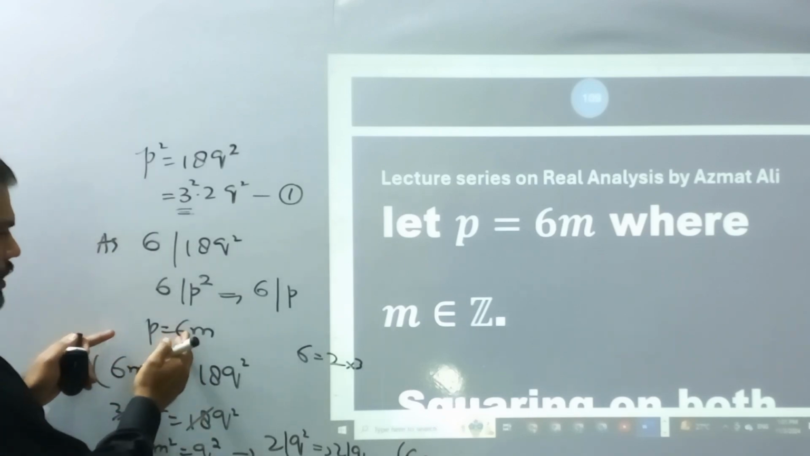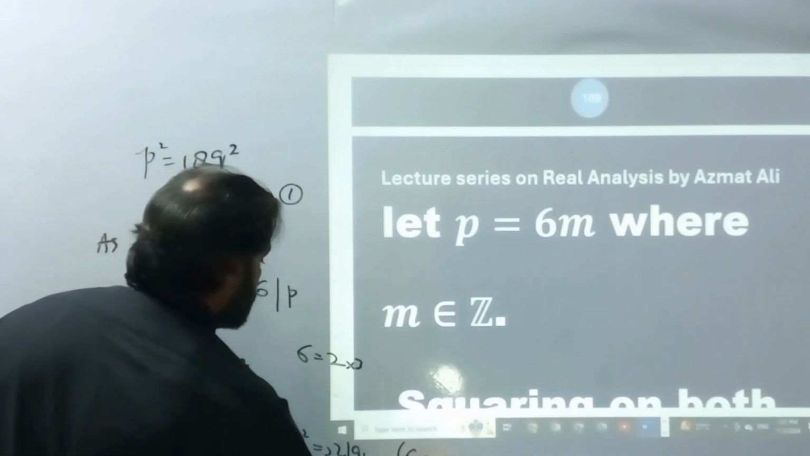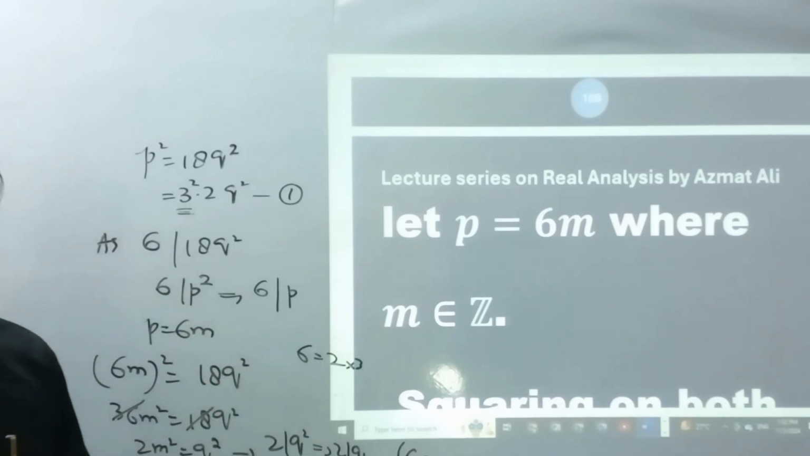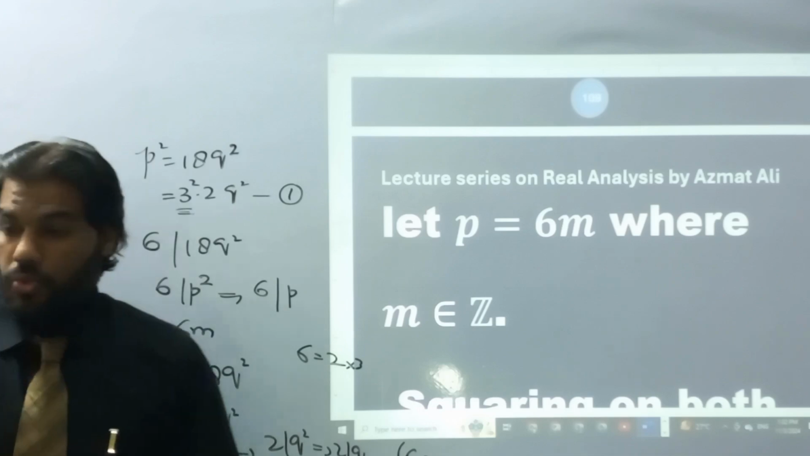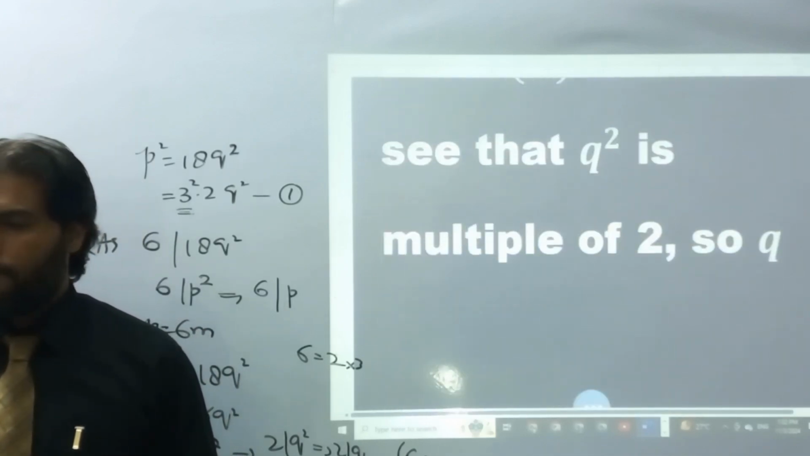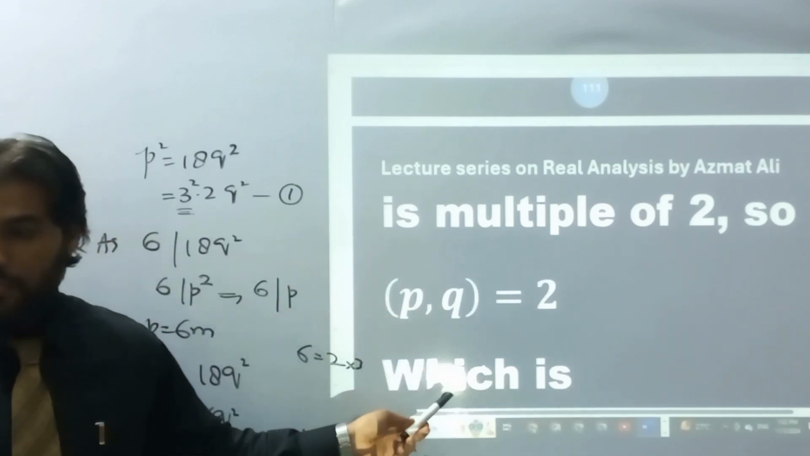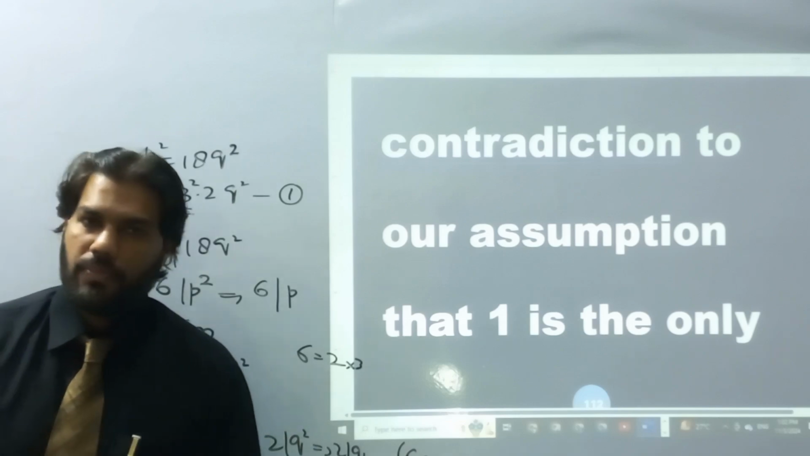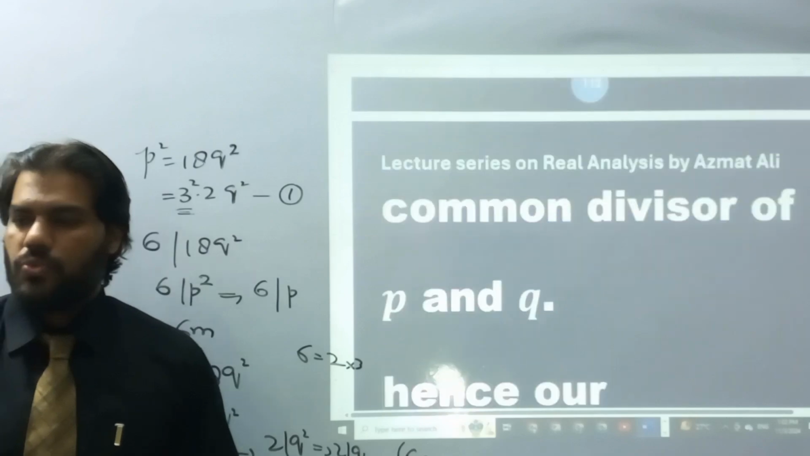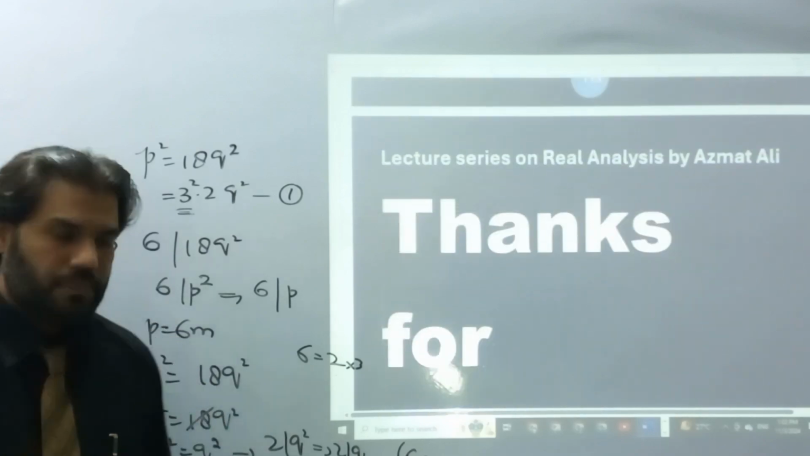This shows that p is a multiple of 6 and q is a multiple of 2. Now the GCD of 2 and 6 is 2. It means 2 is a common factor between p and q. So the GCD of p and q is 2, which is a contradiction to our assumption that both have only the common factor 1. That leads to the contradiction, hence our assumption is wrong. So square root 18 is an irrational number.